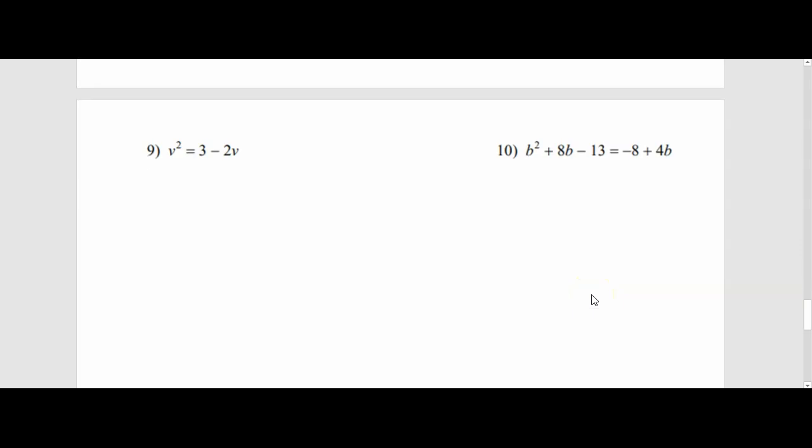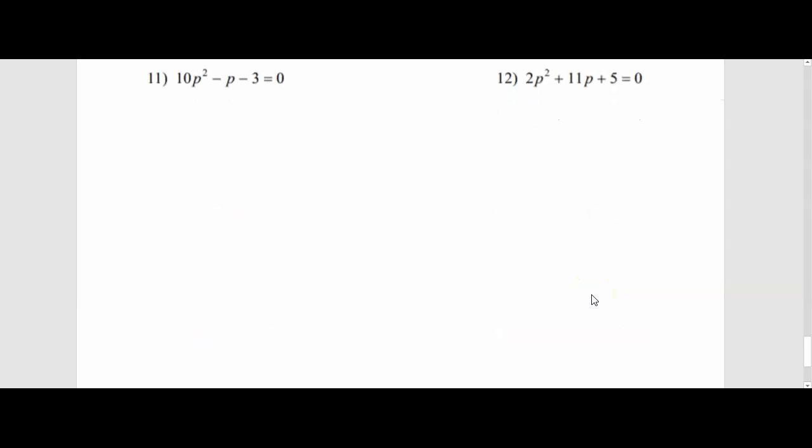I do want to do one of the tougher ones, such as number 11. You'll notice that number 11, that equation is already set equal to 0, so we don't have to do any inverse operations there. But the regular factor sum chart here is not going to work, right? Because our a value is 10, not 1. So we've got to use the AC method.